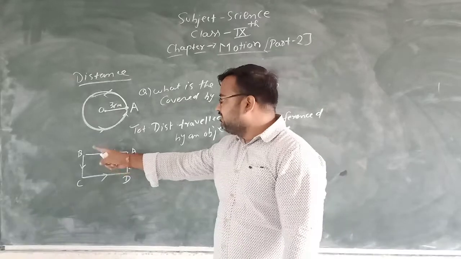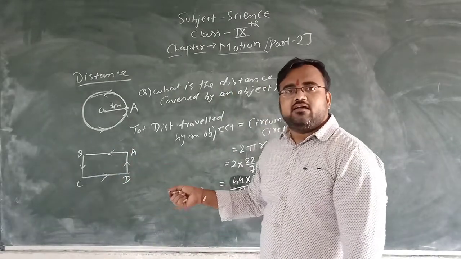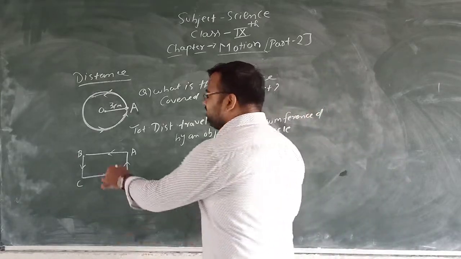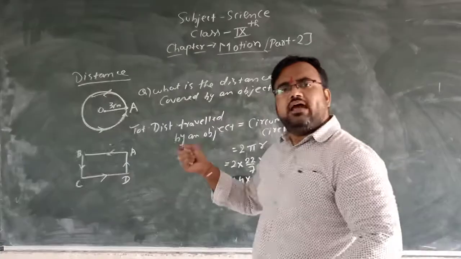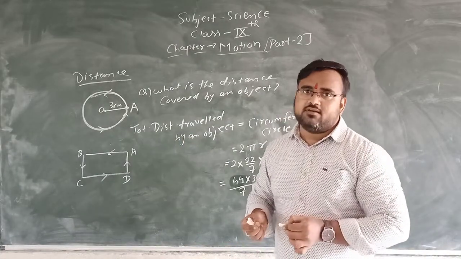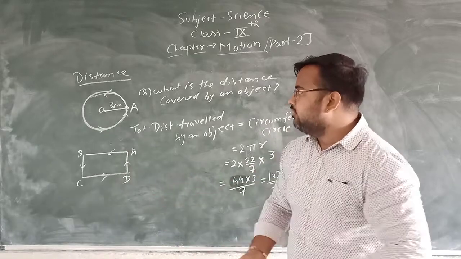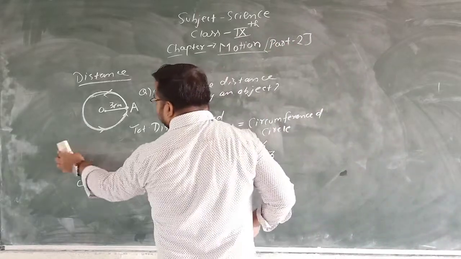Now this is a rectangle, and you can calculate. Suppose the distances given are 2, 1, 2, 1, then you have to simply add and get the distance traveled by the object. Okay, then the next concept we are proceeding towards is displacement.